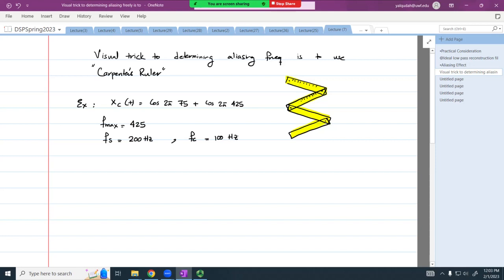I want to see what happens if I sample this signal and then pass it to a low pass filter with this cutoff frequency. And the way we do this is we generate this Carpenter's ruler.